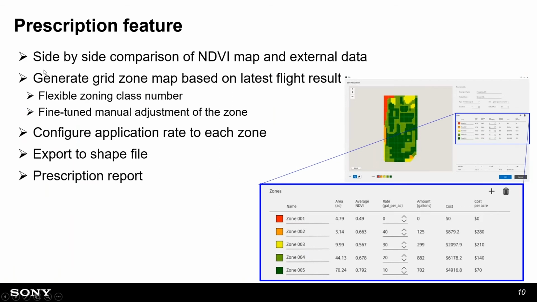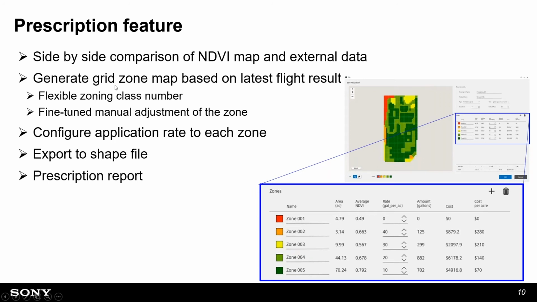A brief introduction of this is a side-by-side compare. You can compare the data side-by-side, NDVI and other sources of data, possibly previous year yield data information. You can compare it versus the latest NDVI map, and you can compare the soil map versus the latest NDVI map, and then you can compare and analyze, think of what prescription is appropriate for the situation.